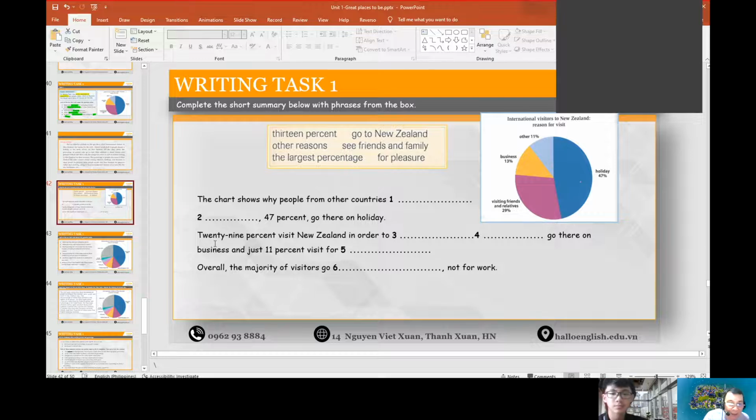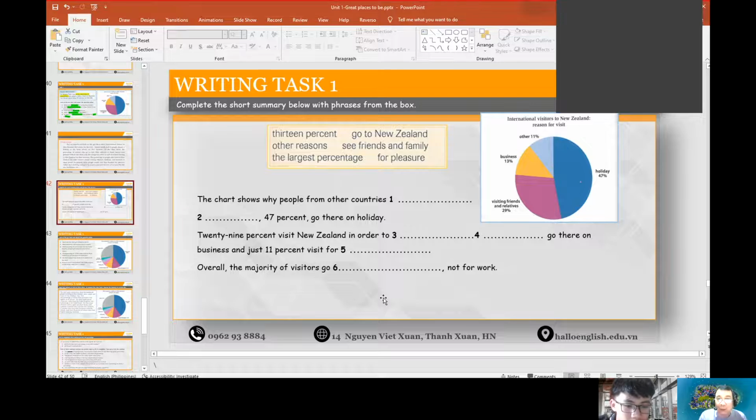Next, can you read the next one, Koi? 29% visit New Zealand in order to see friends and family. Yes, see friends and family. And then 13% go there on business, and just 11% visit for other reasons. And then, overall, the majority of visitors go for pleasure, not for work. Yes, so go for pleasure, not for work.